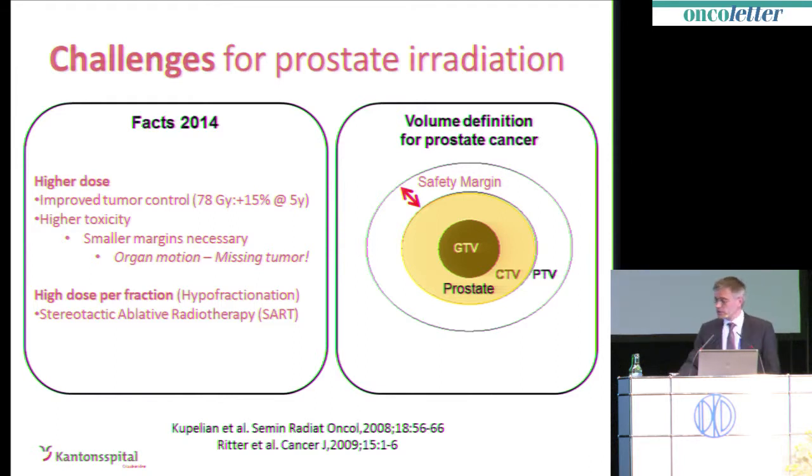The other interesting concept that is now evolving is high dose per fraction. We call it hypofractionation, where we give higher than 2-gray doses per fraction. That will shorten the treatment time immensely. And also we do ablative radiotherapy, where we go up to doses of 9, 10, 21 gray per fraction, so radiosurgery. For prostate cancer, this is still in the experimental phase, but we will see that coming in the next years.